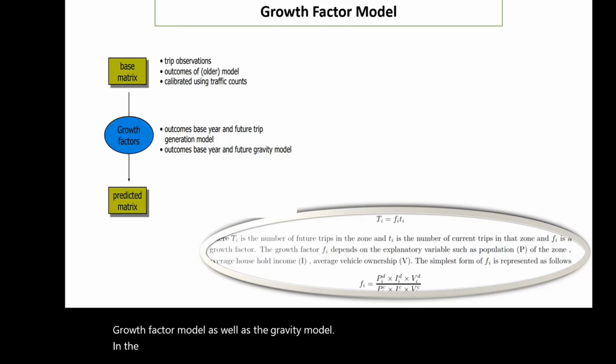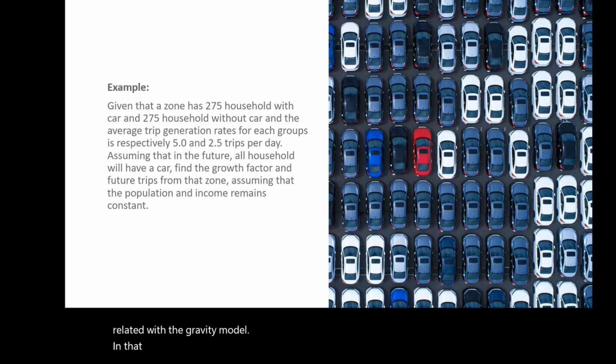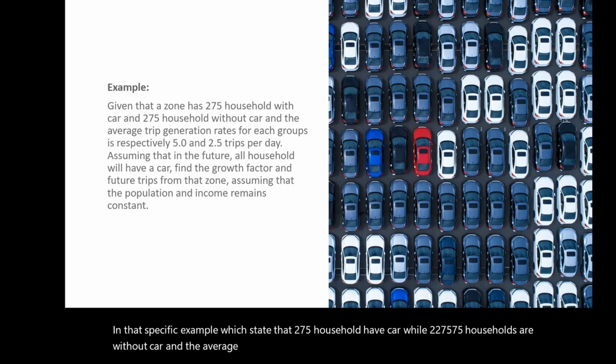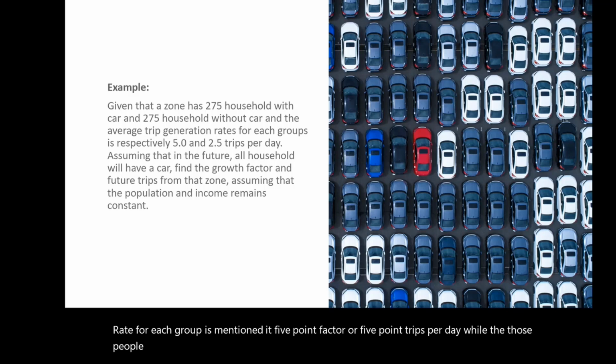In the growth factor model, we usually try to identify the future trips. We try to understand the outcome of each year under the gravity model. So the growth factor is basically somehow indirectly related with the gravity model. In that specific example, 275 households have a car, while 275 households are without a car, and the average trip generation rate for each group is mentioned: 5.0 trips per day, while for those people who are without a car it is 2.5.